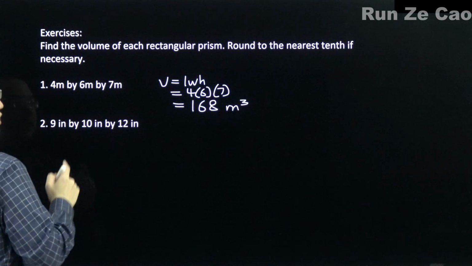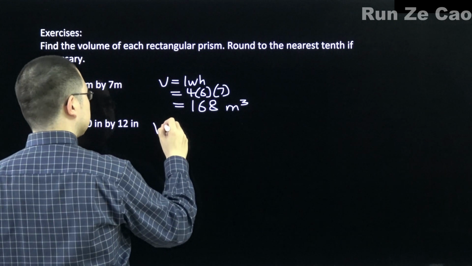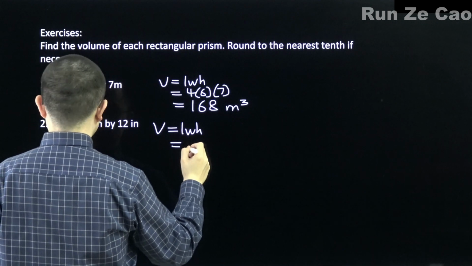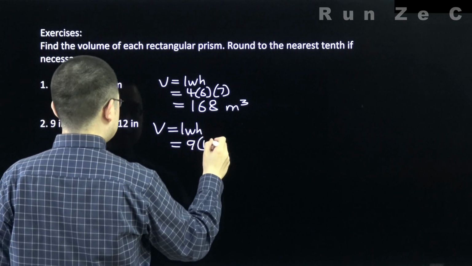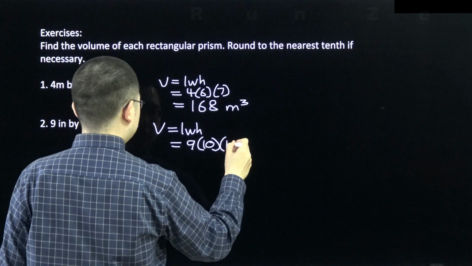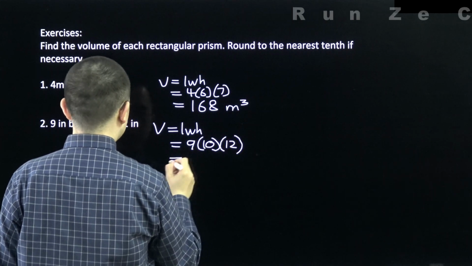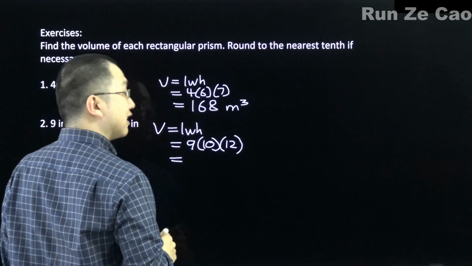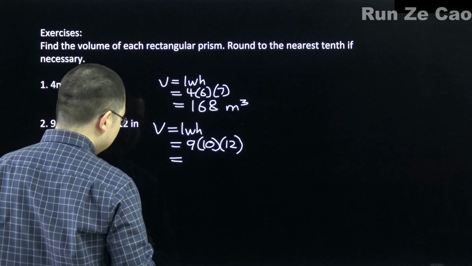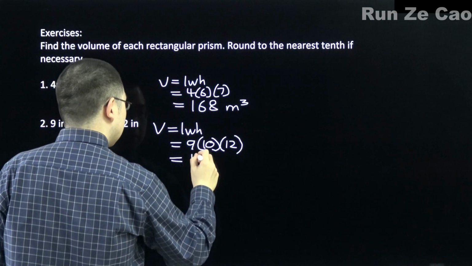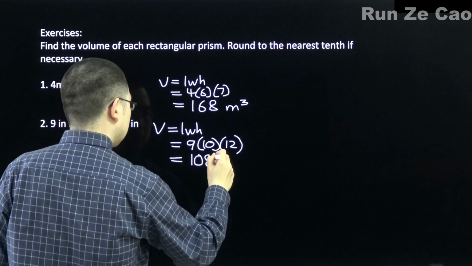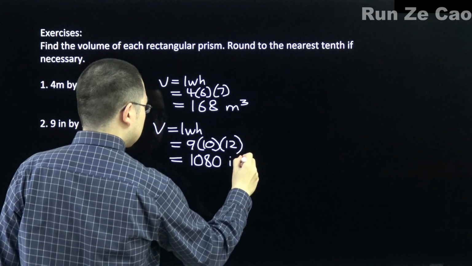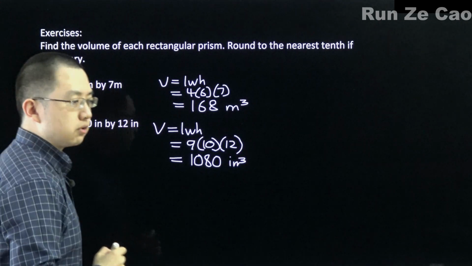Okay, 9 inches by 10 inches by 12 inches. Well, volume equals length times width times height. So 9 by 10 by 12. So 9 by 12 is 90 plus 18 or 108 times 10. 1080 inches cubed.